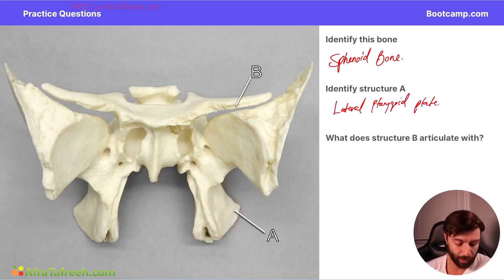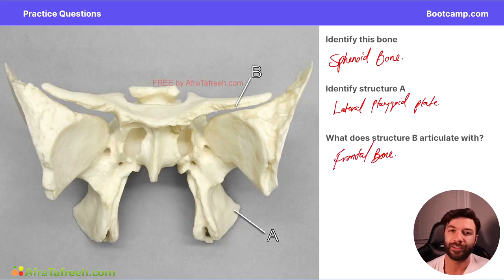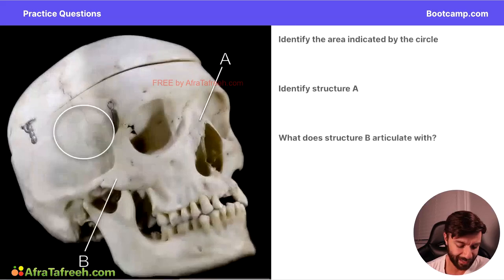And then finally, what articulates with this surface right here, or this structure? Well, this is the lesser wing of the sphenoid bone, and this sits kind of like on the top shelf of the sphenoid bone, and this is going to articulate with the frontal bone, the posterior aspect of the frontal bone. So B articulates with the frontal bone. Awesome. Now on to the next set of questions.